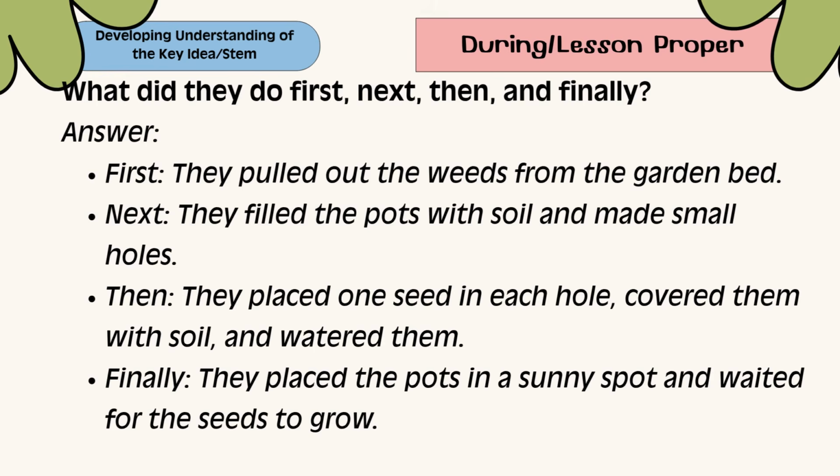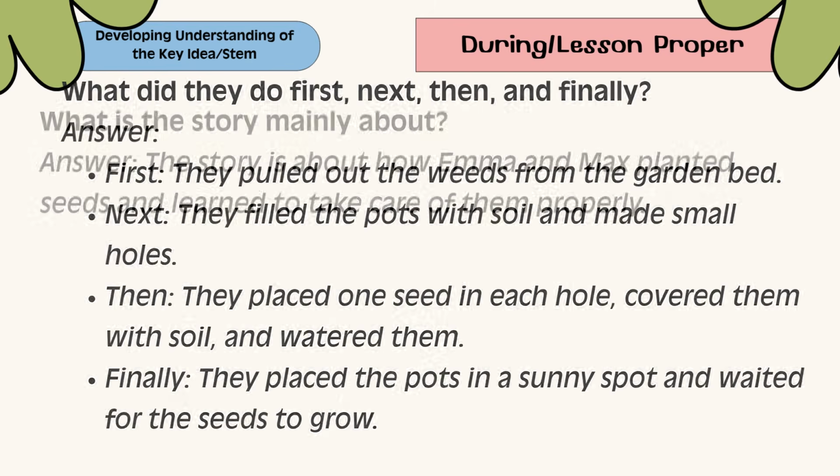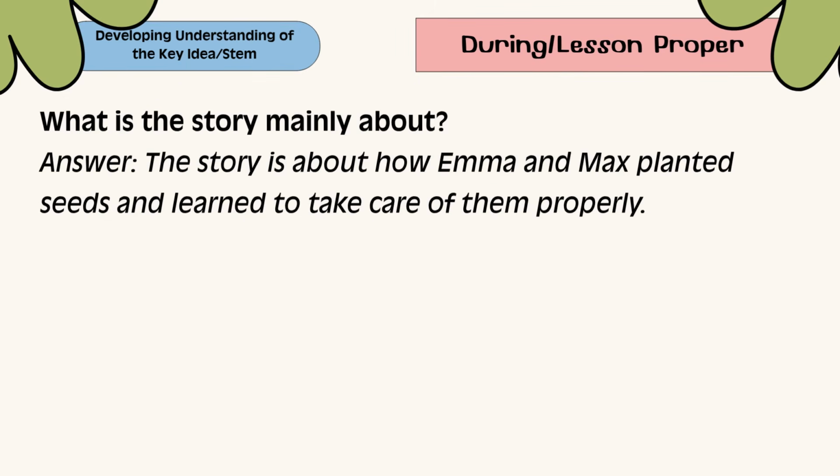Next, they filled the pots with soil and made small holes. Then, they placed one seed in each hole, covered them with soil and watered them. Last, they placed the pots in a sunny spot and waited for the seeds to grow. What is the story mainly about? That's right. The story is about how Emma and Max planted seeds and learned to take care of them properly.